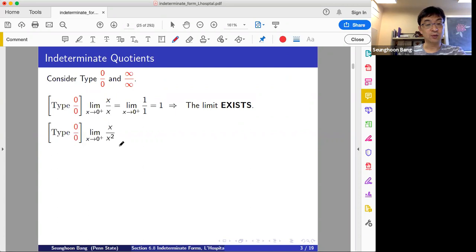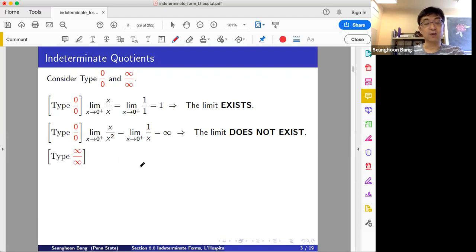Type 0 over 0, like this one, x over x squared. You plug 0 into the top and bottom and get exactly the 0 over 0 form. How can you calculate? Cross out one common factor x, leaving 1 over x, as x approaches 0 from the right. So what happens? You can sketch the graph of 1 over x. As x approaches 0 from the right, 1 over x goes up to positive infinity. What's the answer? The answer is infinity.